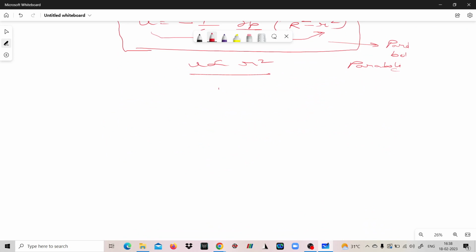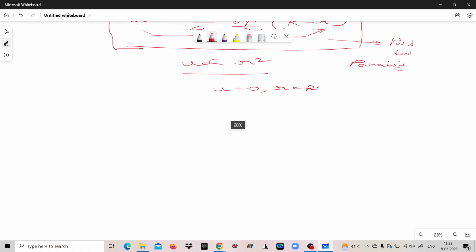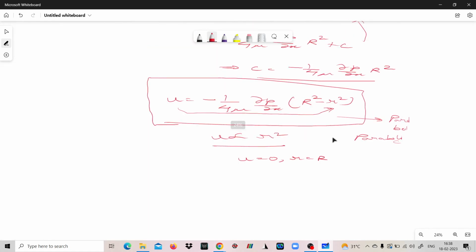the value of u is equal to 0 when r is equal to R, and you can see from this particular equation that u will be maximum when this r will be minimum. And what is the minimum physically possible value of r? The minimum value is 0. So u will be equal to u max when the value of small r is equal to 0. And that maximum value is this. Okay.